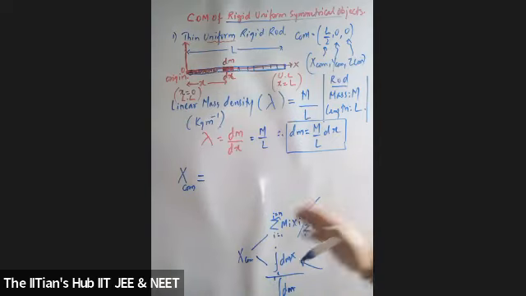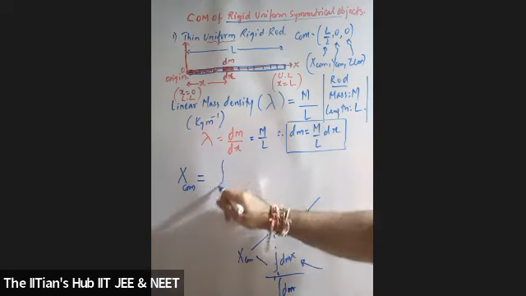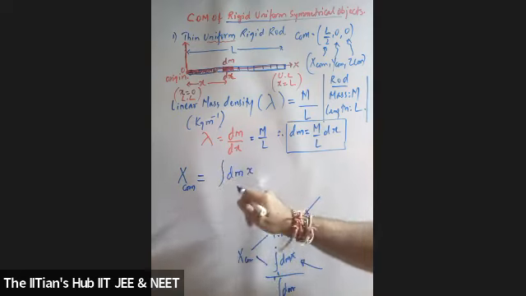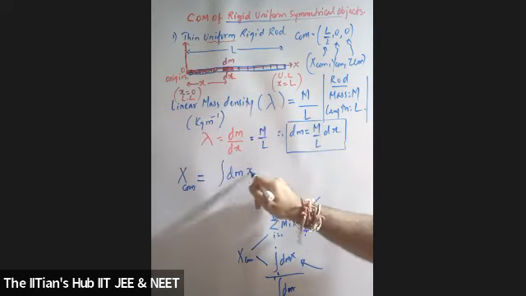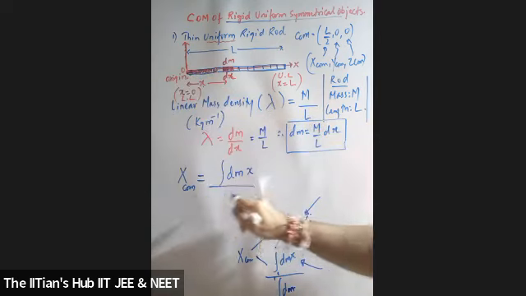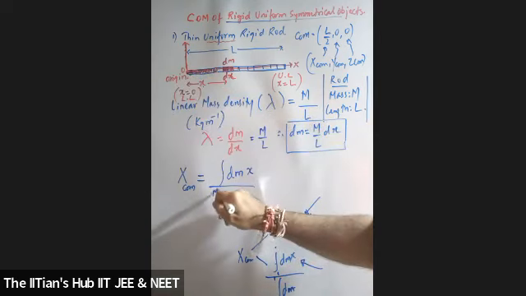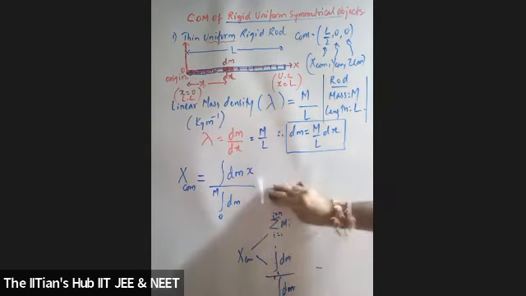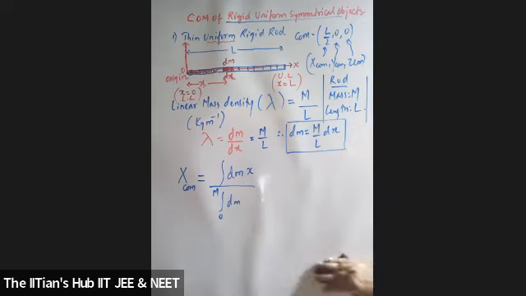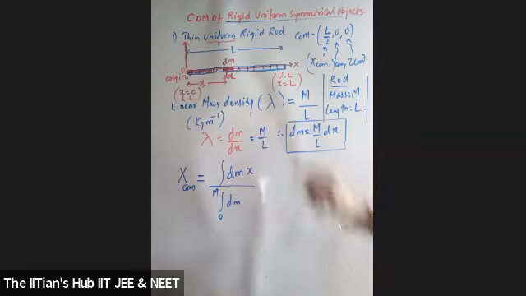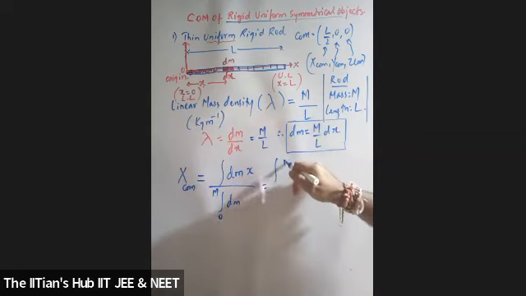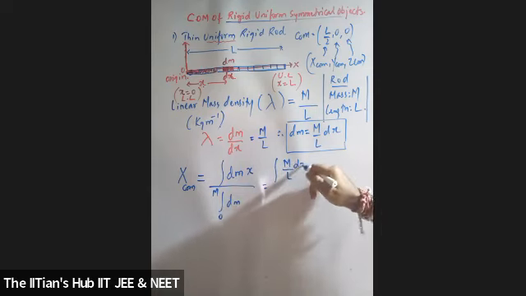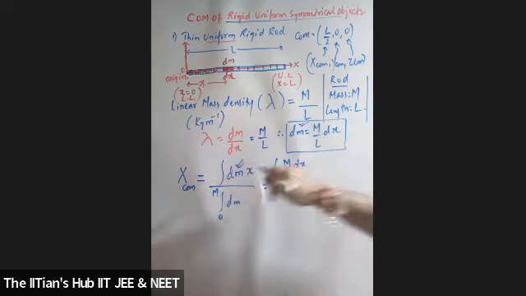Sir, here the algebraic sum will not come at all. Your xcm will be the integration of dm into x, where is this mass dm, where exactly situated from the origin, x, upon the integration of dm from 0 to capital M. Is this clear to all of you? Yes. Now, what exactly can dm be written in terms of? So dm is written as what? It's m by l into dx. I'm substituting dm, students, into x.